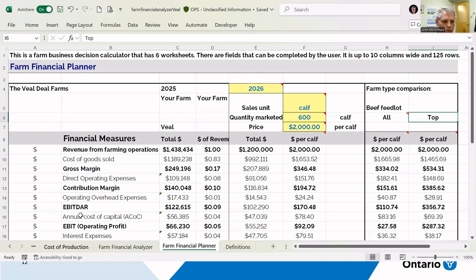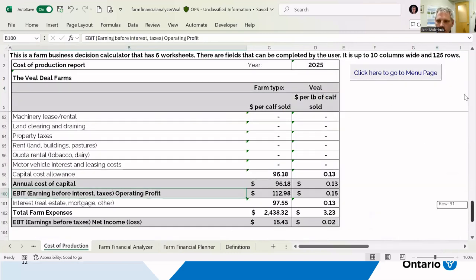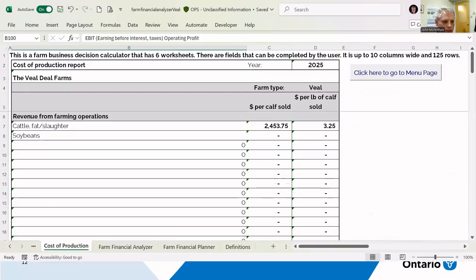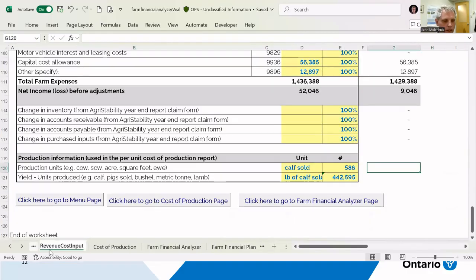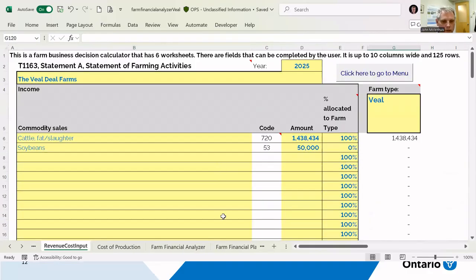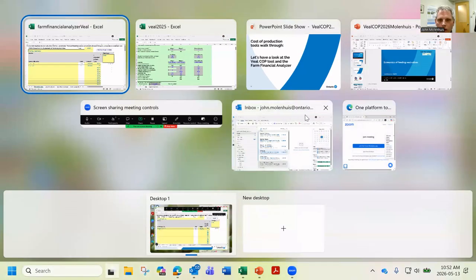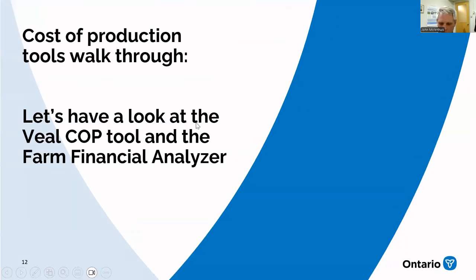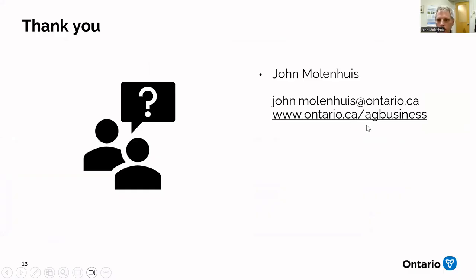The biggest thing that I wanted to show you was the cost of production. So you can do that for your individual operations on a historical farm basis. You've got that ability to do that based on the input here. So that's just another one of the tools that we have available to you. It is available on our website. If you go to ontario.ca/agbusiness, all of the links to the decision calculators and the cost of production tools are there.